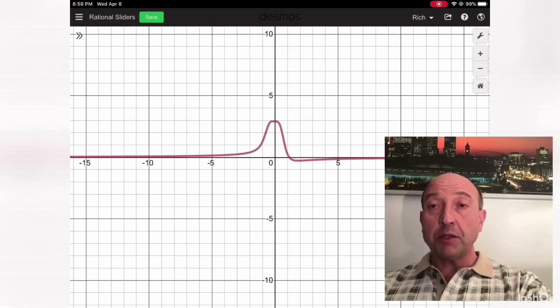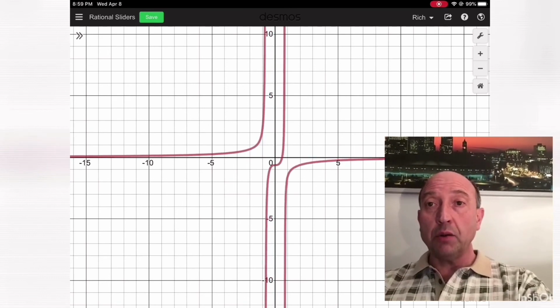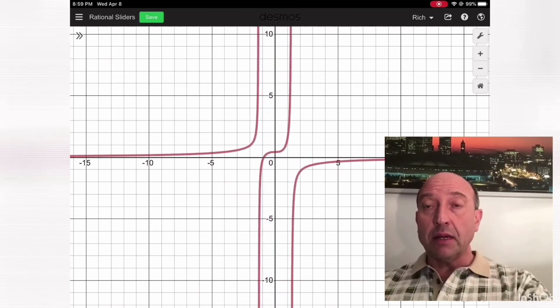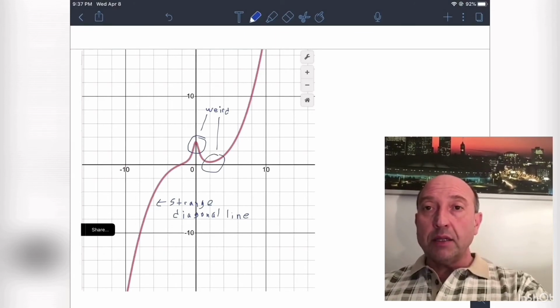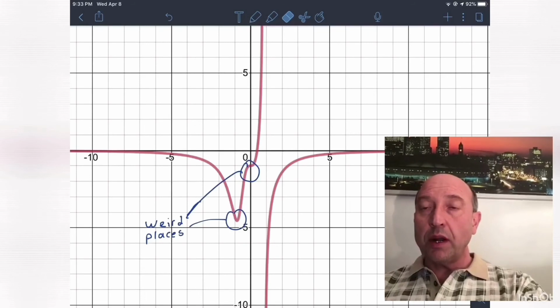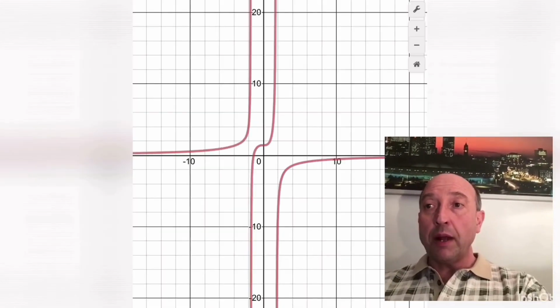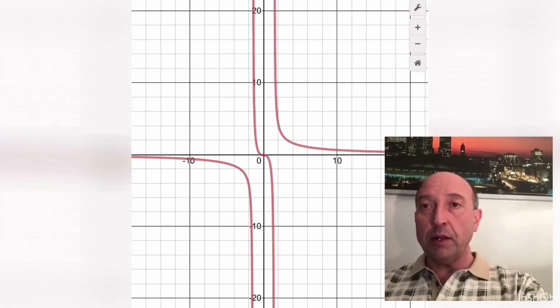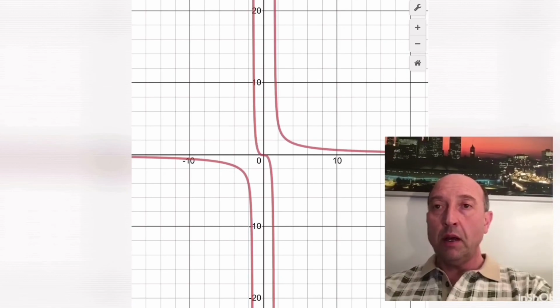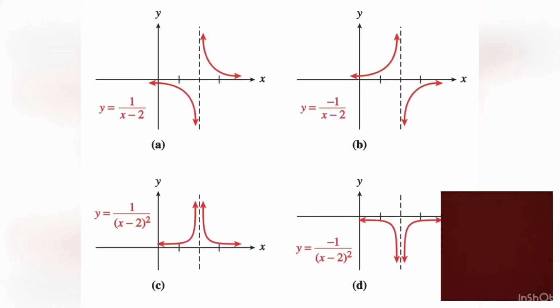Here are some rational functions that are changing, so it's kind of cool to see how they change. Now some of these are a little crazy. You're not going to run into ones like this with weird slanty things. And the next one also has weird spots where they go up and down and kind of flatten out. You'll run into ones that are more vertical and horizontal, like this one, or one of these.